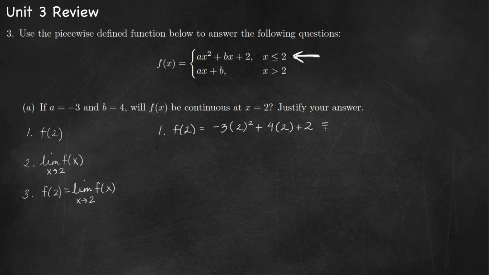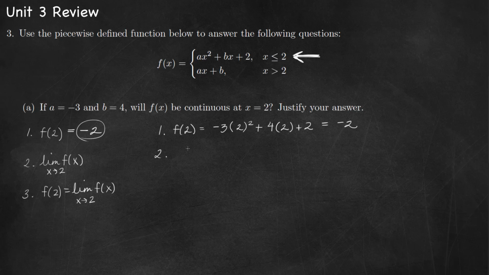And then let's simplify that. We get negative 3 times 4, so negative 12, plus 8 plus 2. Well, the 8 plus 2 is 10, so we have negative 12 plus 10 gives us negative 2. So f of 2, if I come back over here, is equal to negative 2. Now if this is continuous, I need to make sure that the limit of f as x approaches 2 is also equal to negative 2.